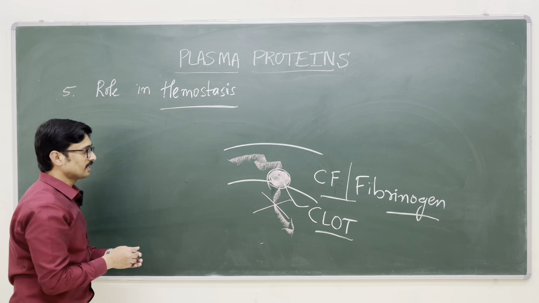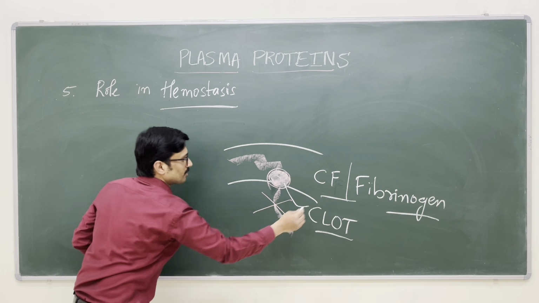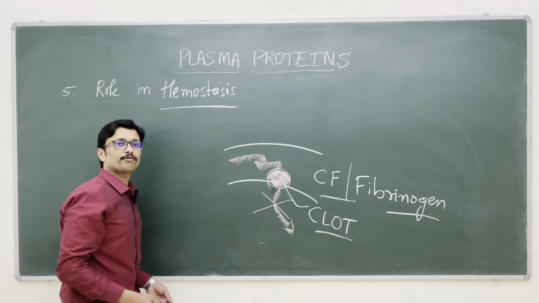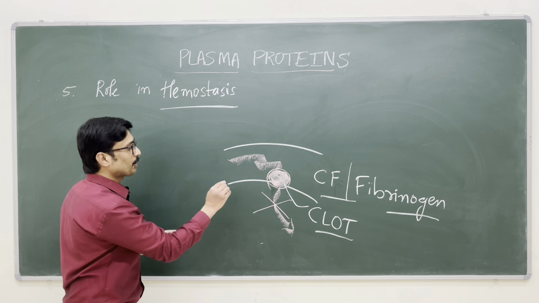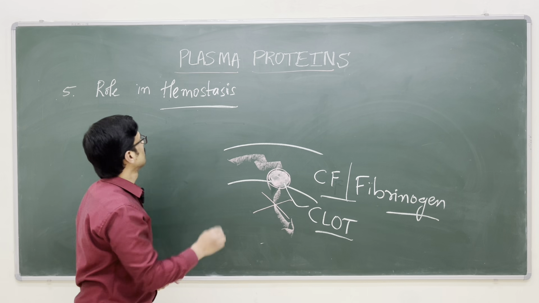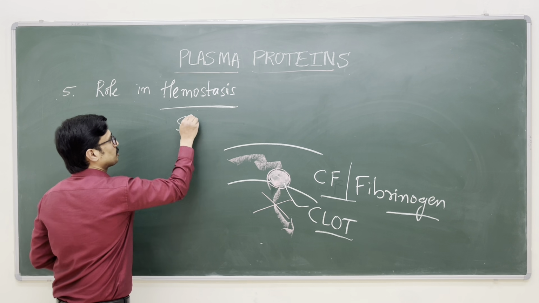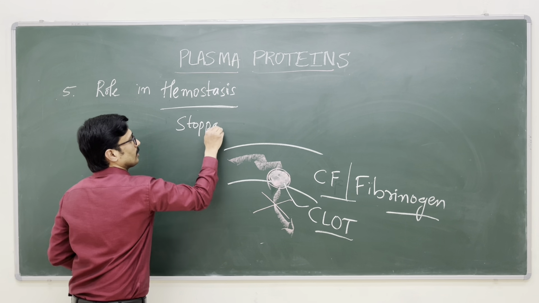So the fibrinogen is a coagulation factor, and that is one of the plasma proteins. So the role of plasma protein is to prevent bleeding. We call it as hemostasis or stoppage of bleeding.